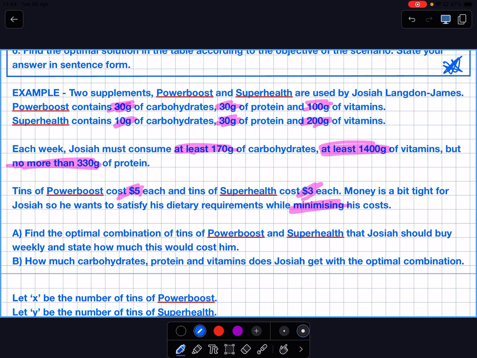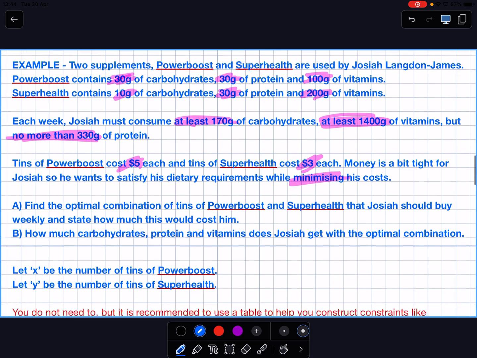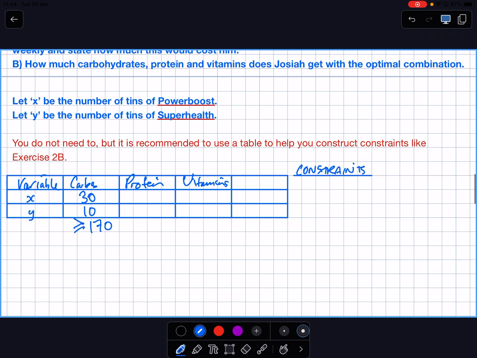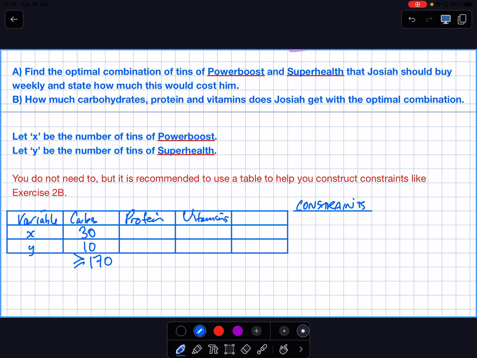Each week Josiah must consume at least 170 grams of carbs. So in the carbs constraint, is that less than or equal to, or greater than or equal to? Greater than or equal to 170. Can you see why using the table is useful? Because that's my constraint right there.